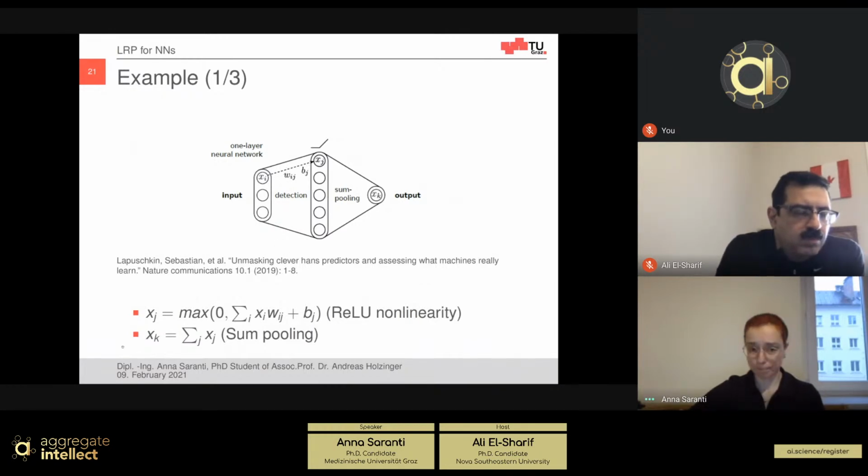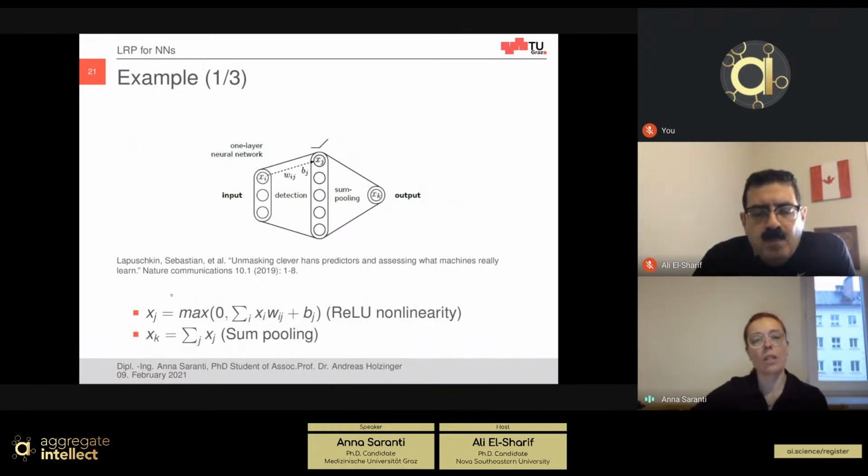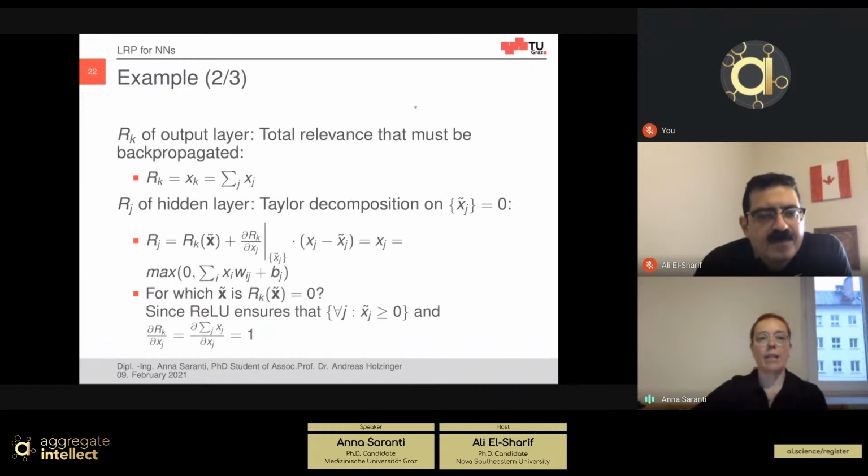All of them exist. And the mathematical equation of x of j, because we have the ReLU nonlinearity, is the maximum of 0 or the linear sum of the inputs here and the learned weights plus the bias. And the output x of k is the sum pooled of the inputs of the hidden layer. And the relevance of the output layer is the sum of all inputs that it gets.